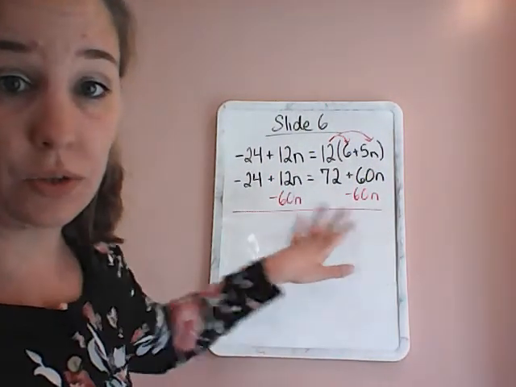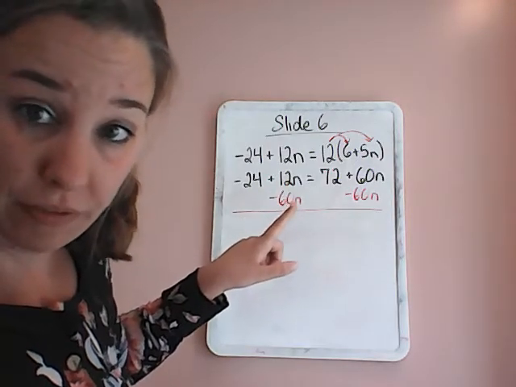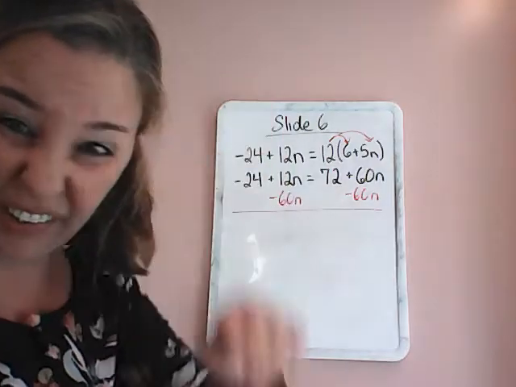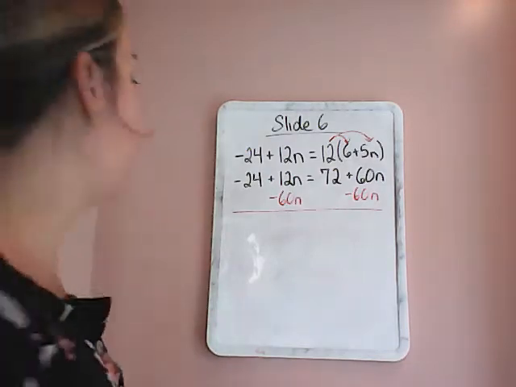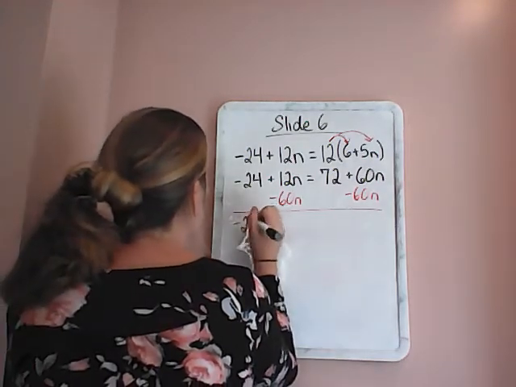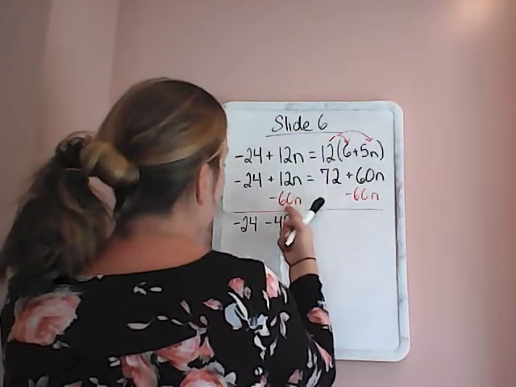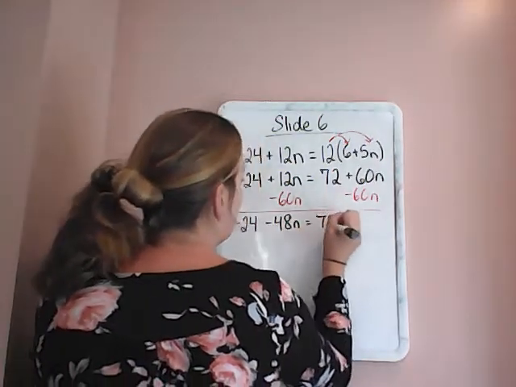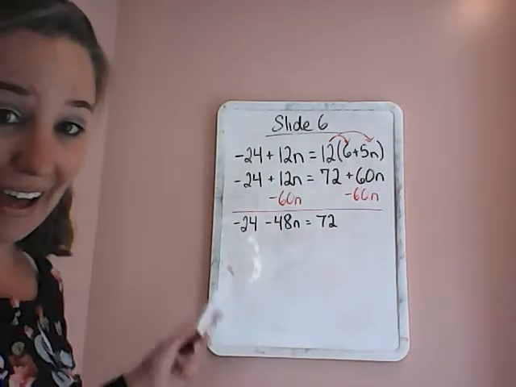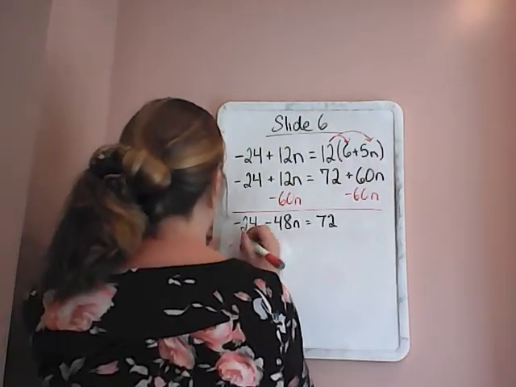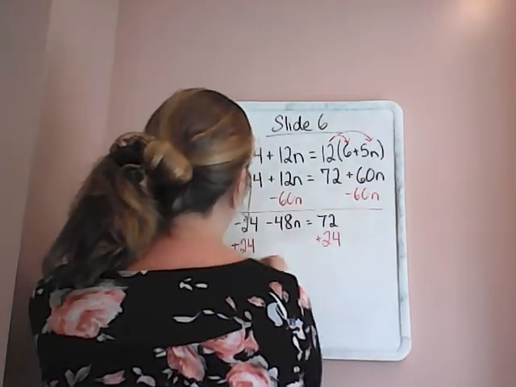All right, so I chose to subtract 60n from both sides. If you chose to subtract the 12n from both sides, that's cool too. I'll give you a little notes on that if that's the way you went. But let's work this problem, right? So we have the negative 24 coming down. We have a negative 48n coming from 12 minus 60, 72, and these are gone. Now I'm going to add this 24 on both sides so I can get all my constant terms over here to the right.